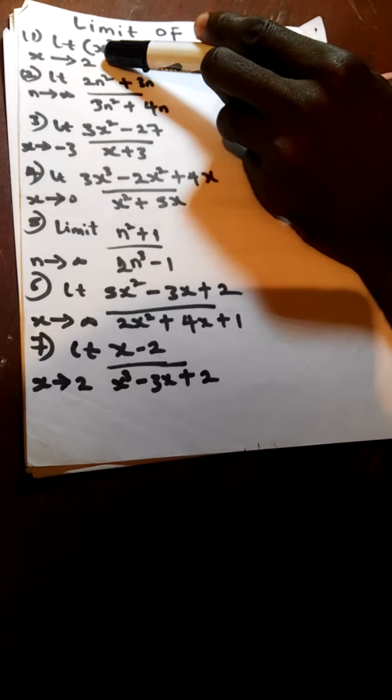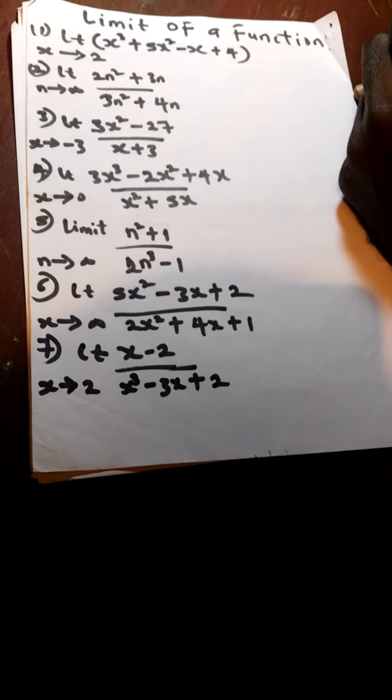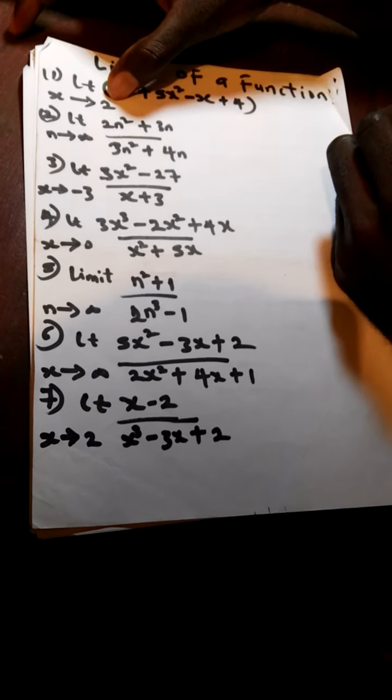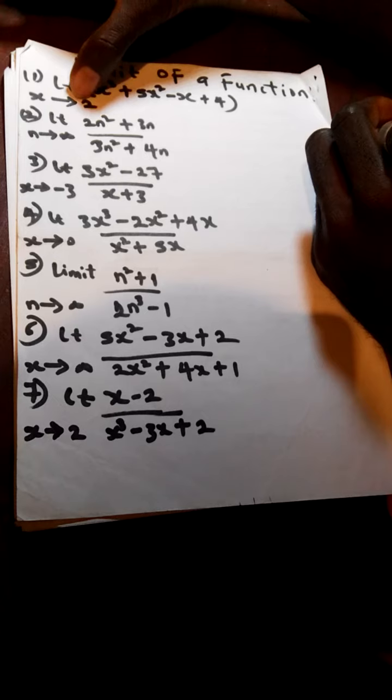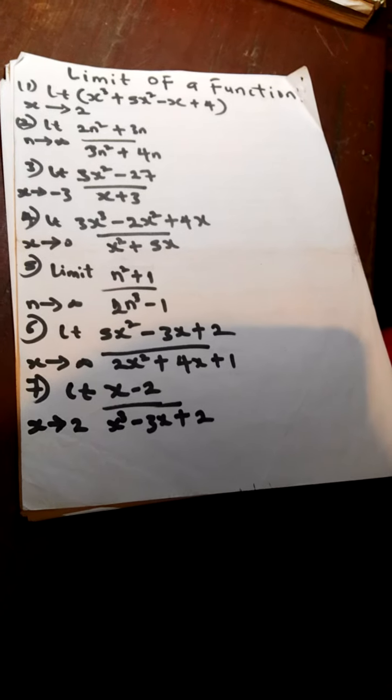It's a short form of writing limit. So this is LT of x to the power of 3 plus 5x to the power of 2 minus x plus 4 as x approaches 2, or you can say as x tends to 2. Any one you choose is correct. So we start by solving question 1, which says LT of x to the power of 3 plus 5x to the power of 2 minus x plus 4 as x tends to 2.